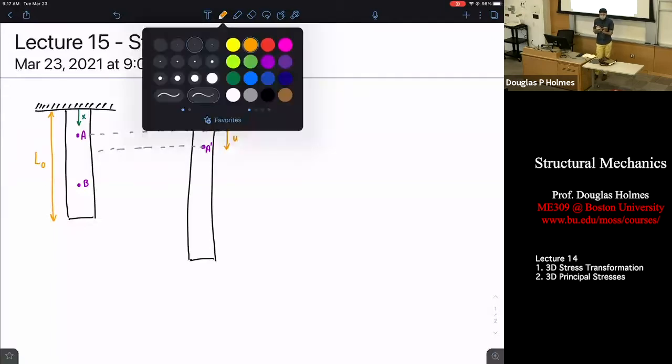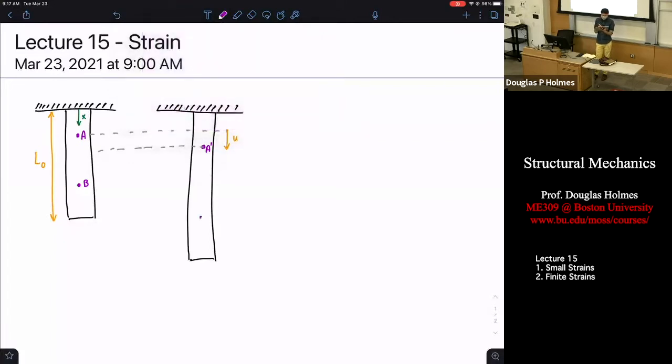We can do the same for our other points. So our new point B prime is going to be down here. And again, you can denote how much this has changed. It's also moved an amount u, plus a little bit more.